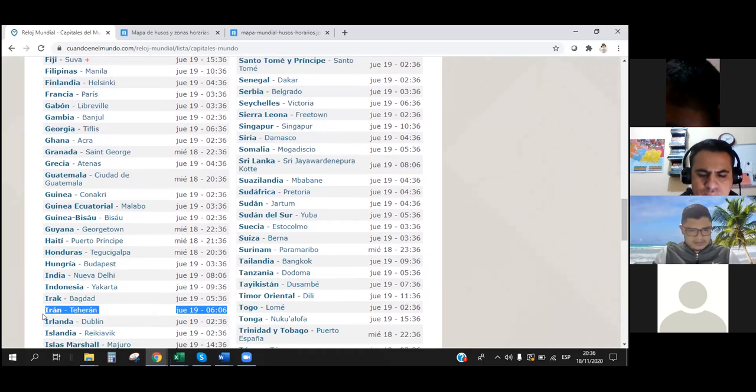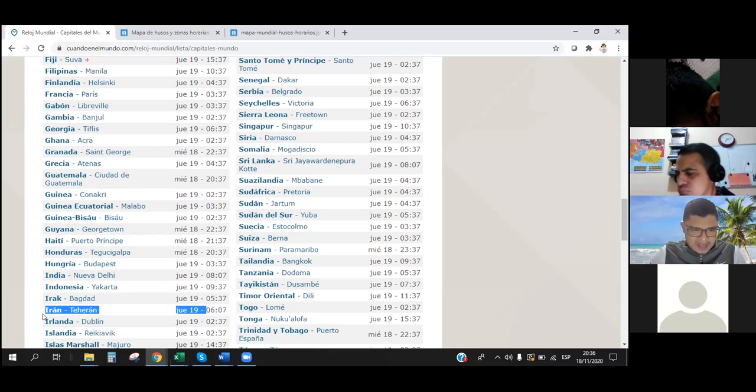Iran, 606. Bien. Bueno, hoy ya cambió. 607.